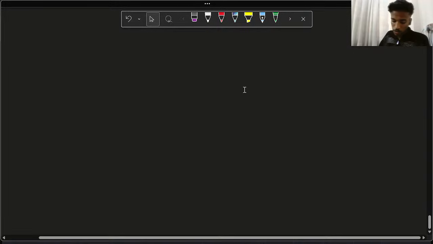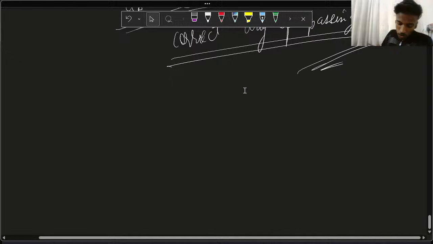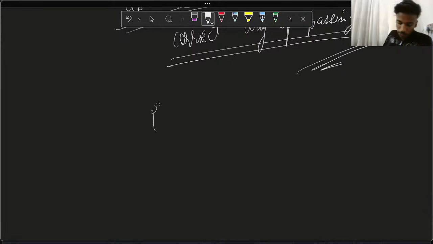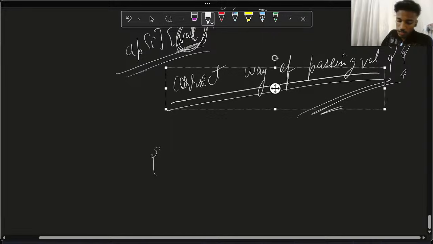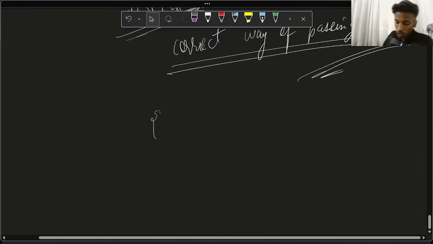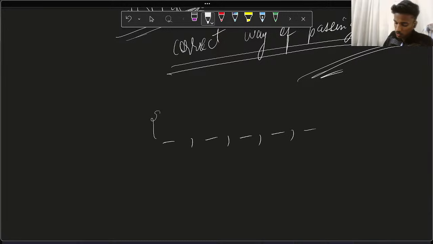Let's see another way. Suppose there was some way I could have passed an array here. What could that array have contained? It could have contained the powers: 1, 2, 3, 4, 5, 6, and so on up to 19 elements. So this is a powers array.